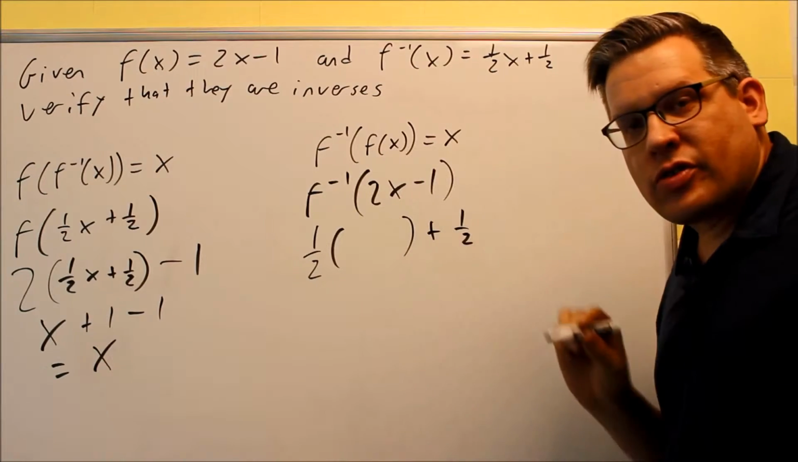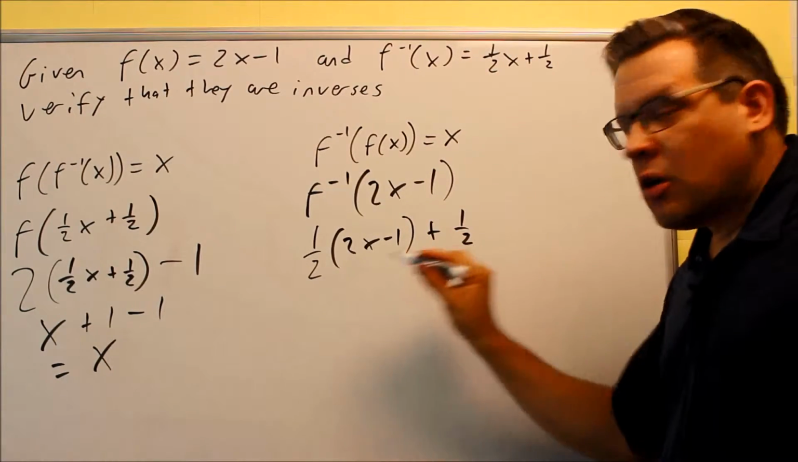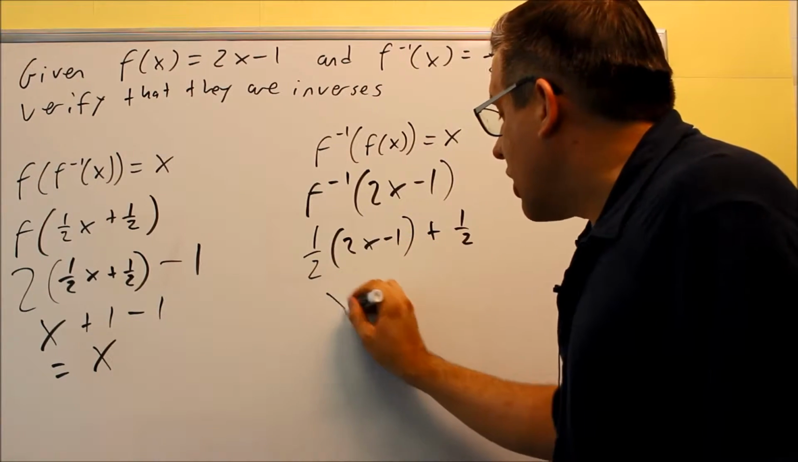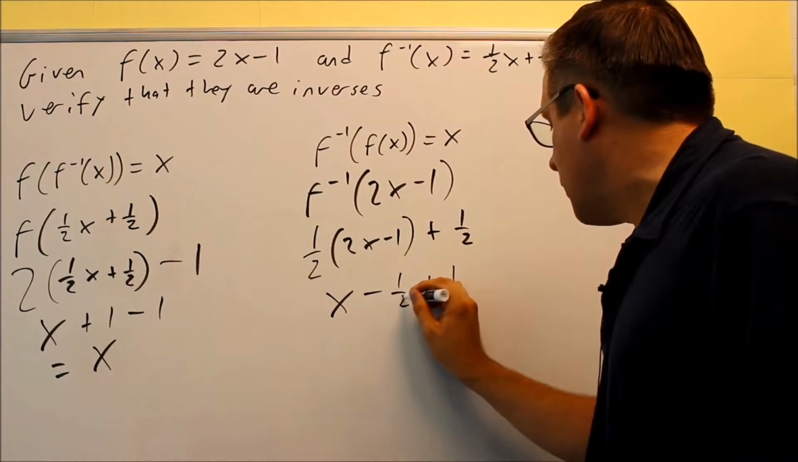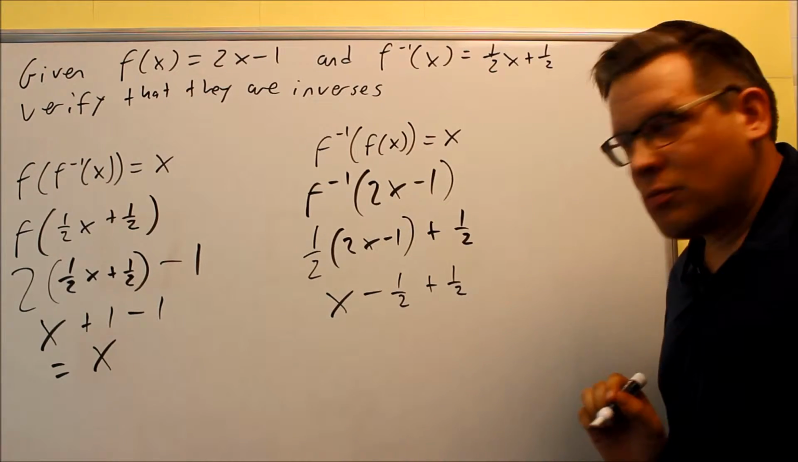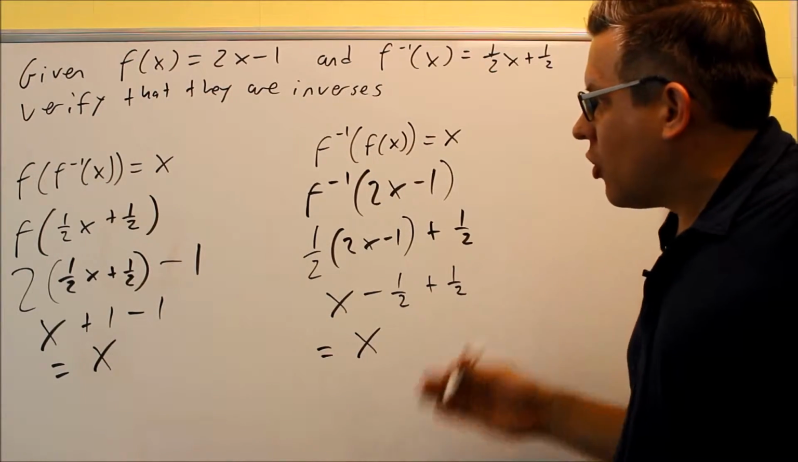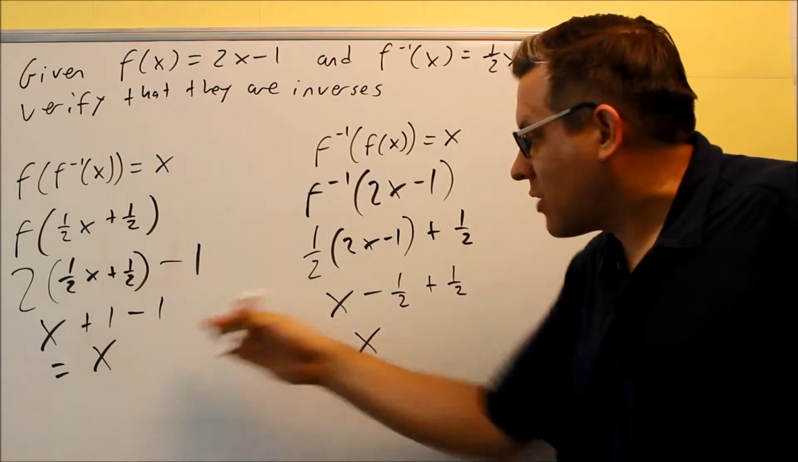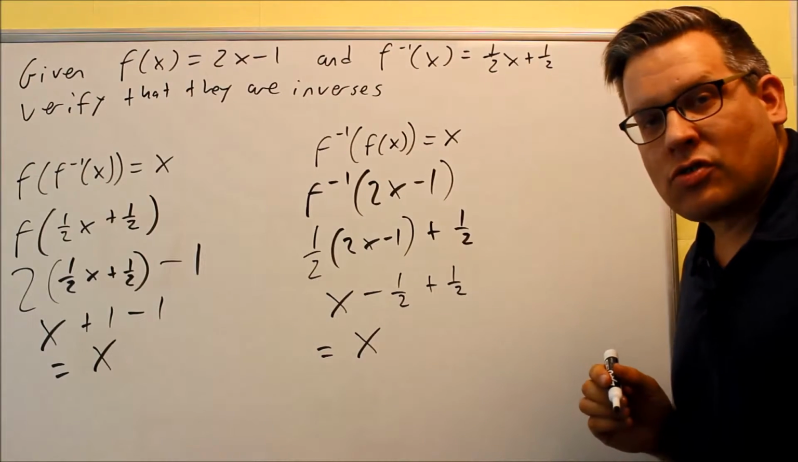That's the template I'm using. x gets replaced with what's inside the parentheses, 2x minus 1, and then I'm going to multiply this through and simplify. 1/2 times 2 is again a 1x. Then I get minus 1/2 plus 1/2, and those are going to cancel. That's going to leave you with x also. So now we've shown both cases are true. We did the compositions, we simplified it, we got x for both. So that's the verification. We know for sure these are inverses.